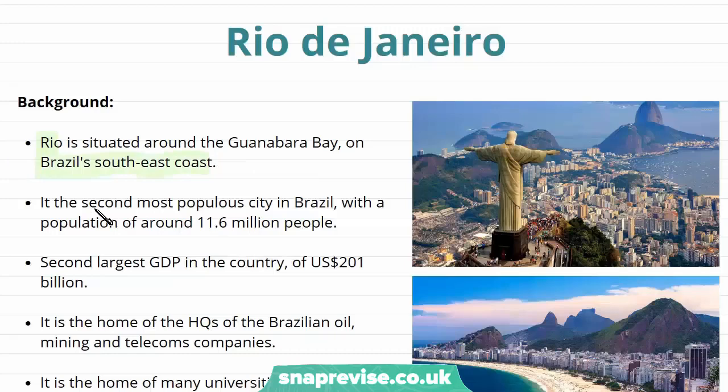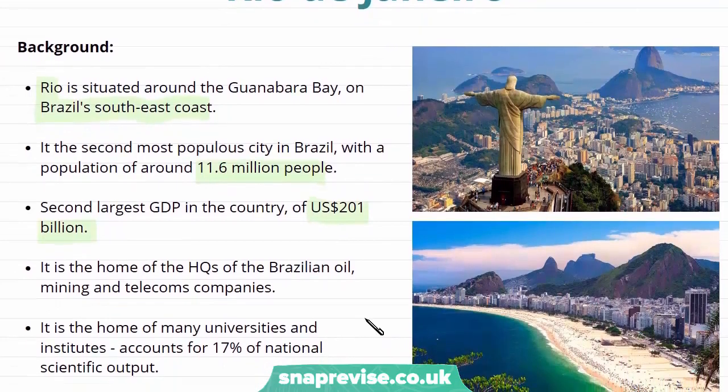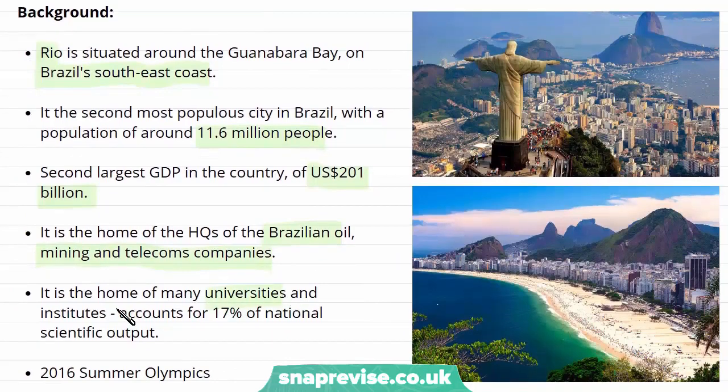It is the second most populous city in Brazil, with a population of around 11.6 million people, and it's also got the second largest GDP of any city in the country, with roughly a GDP of, in US dollars, $201 billion. It is also the home of many of the headquarters of big influential companies in Brazil, such as Brazilian oil, mining, and telecom companies, and is also the home to many universities and institutes, and it accounts for 17% of the national scientific output.